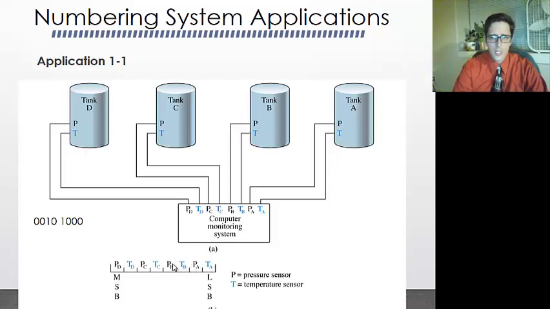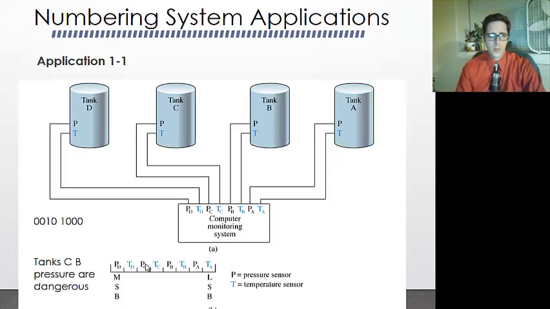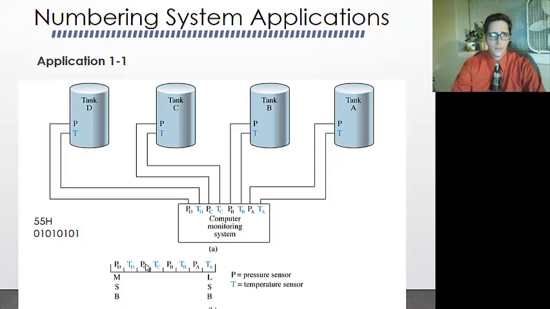So what we're going to look at is that we have a 0001, so we have P, the pressure sensor in tank B is high, and then we have a 01, and the pressure sensor in tank C is high. So tank C and B pressures are dangerous. So that's what we can get from this application problem. Okay.